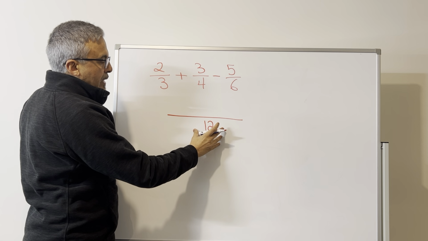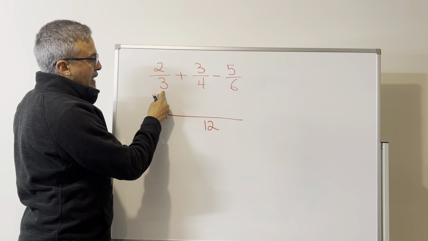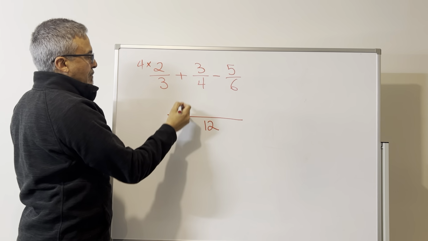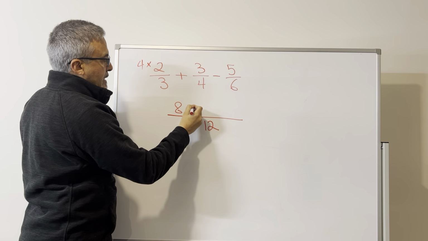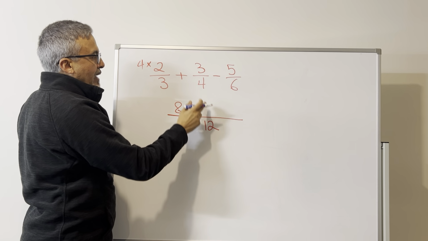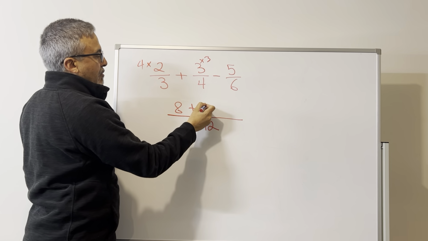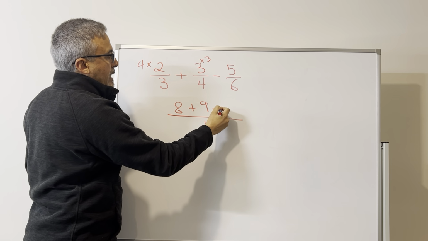Once I write my common denominator, I go 12 divided by 3, it gives me 4. That's what I have to multiply the top by. So 4 times 2 is 8. And then I have my plus sign. Now I go 12 divided by 4 is 3. Then that's what I have to multiply the 3 by. 3 times 3 is 9. And then I have a minus.